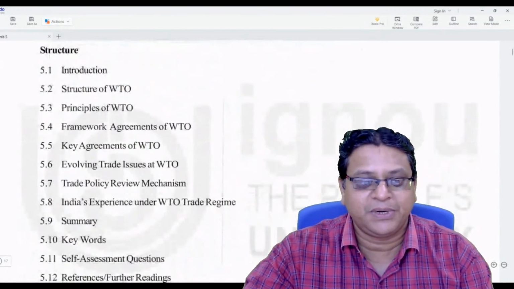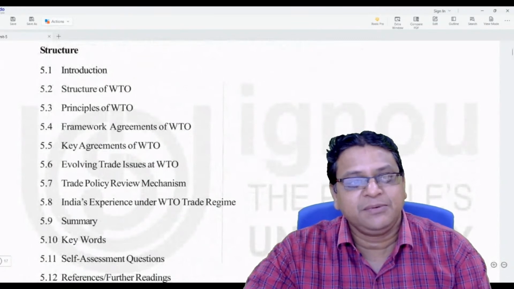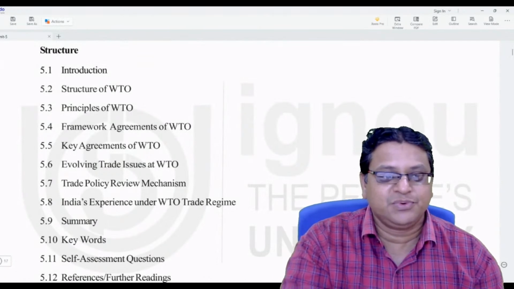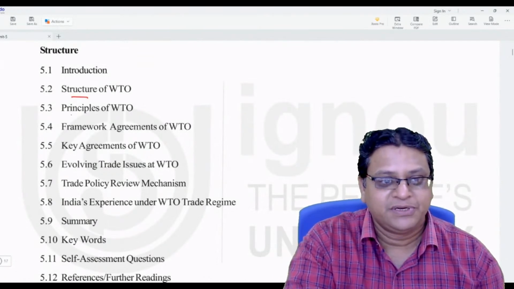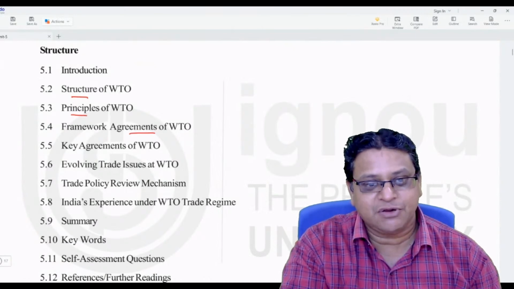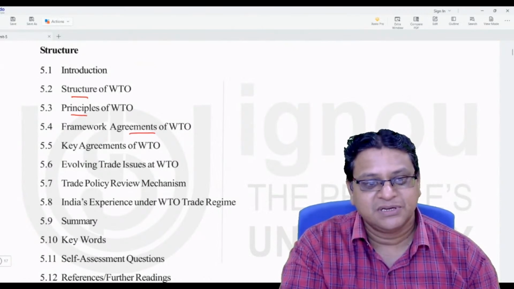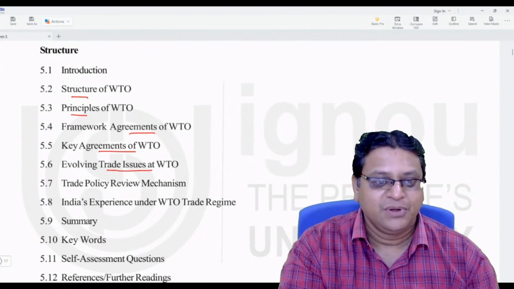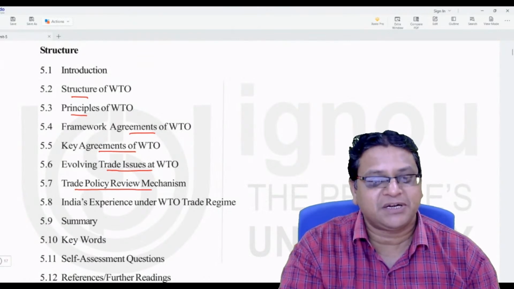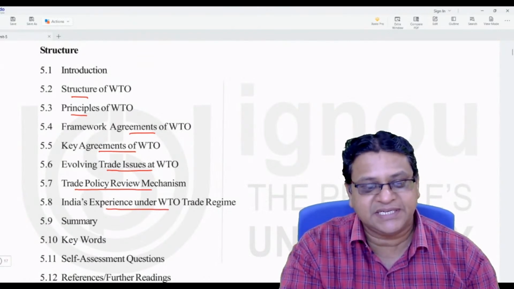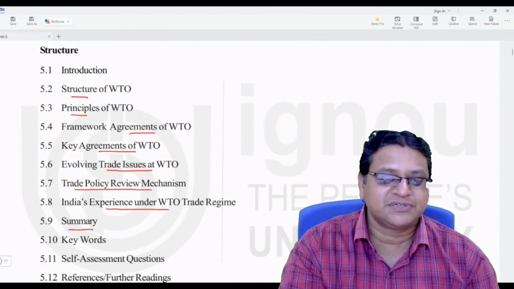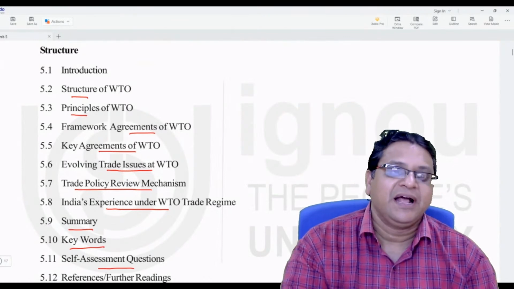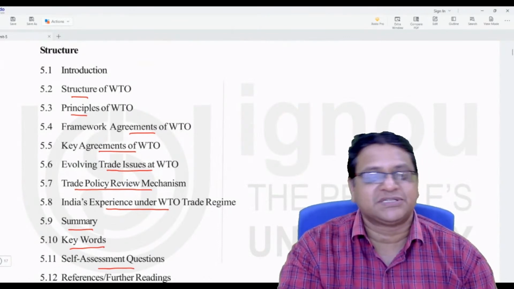So the structure of our discussion will be as follows. First, I will give introduction to WTO. Then we will discuss structure of WTO. Next, we will discuss principles of WTO. Next, we will discuss agreements of WTO. Next, we will discuss key agreements of WTO, trade issues at WTO, trade policy review mechanism at WTO, and India's experience at WTO. And we will summarize our discussion. We will discuss some keywords, some questions, and some reference material. And this will be the structure of our discussion.